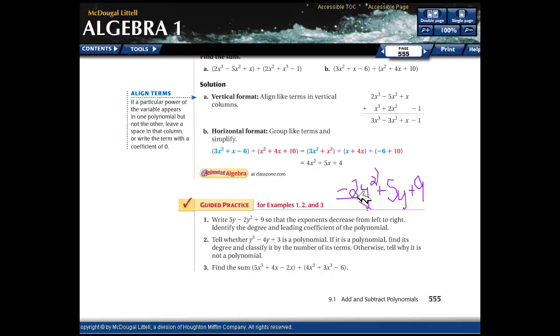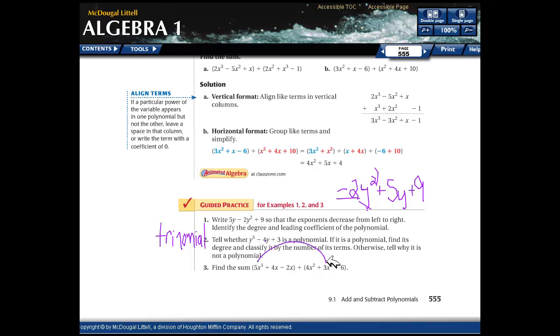Tell whether it is a polynomial: y cubed minus 4y plus 3. It is a polynomial. Find its degree and classify it by the number of its terms. Well, it has 1, 2, 3 terms, so it is a trinomial. And classify it by its degree. So 3rd degree term, 1st degree term, 0 degree term, the biggest is 3, so it is a 3rd degree trinomial.